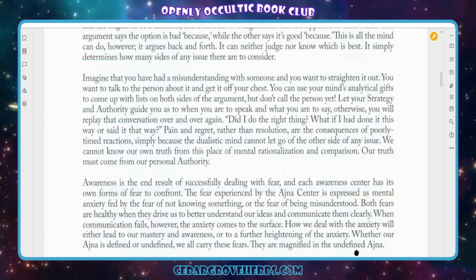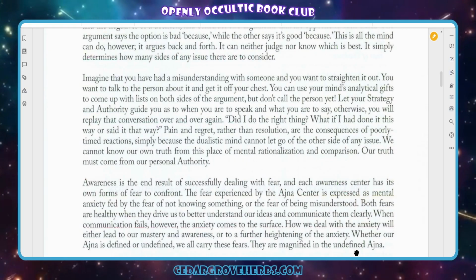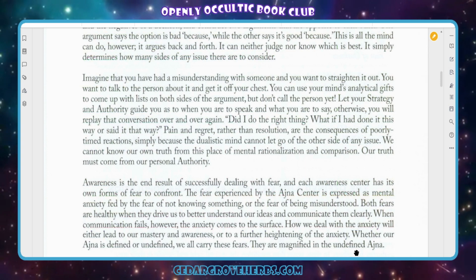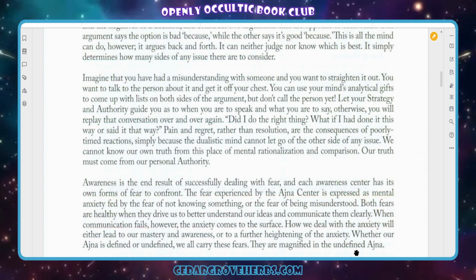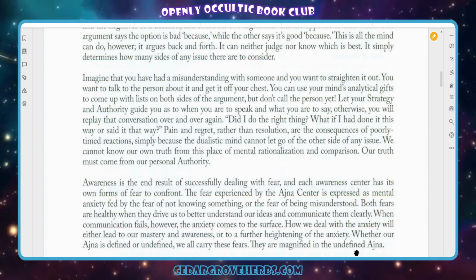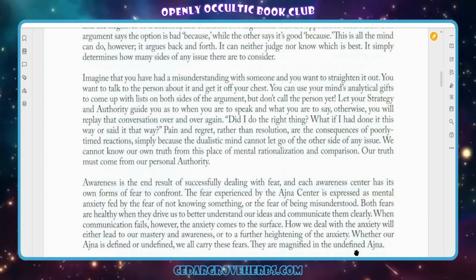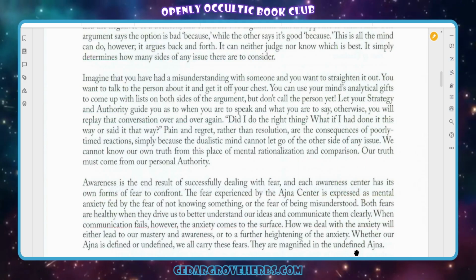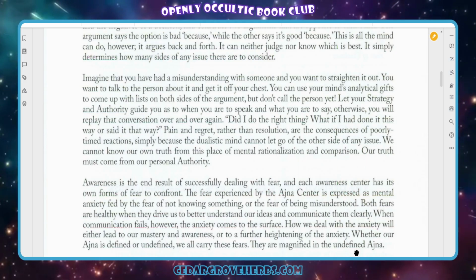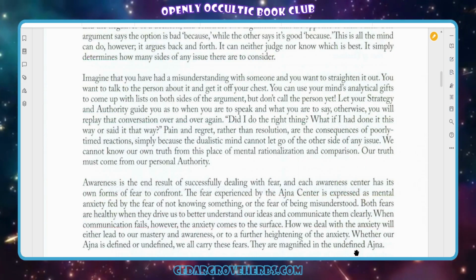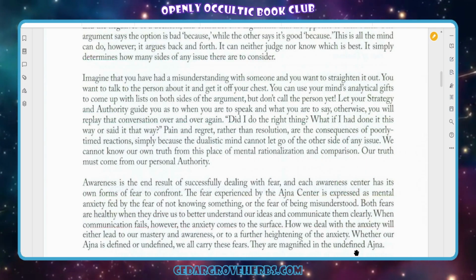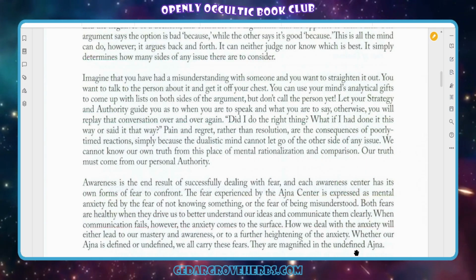Imagine that you have had a misunderstanding with someone and you want to straighten it out. You want to talk to the person about it and get it off your chest. You can use your mind's analytical gifts to come up with lists on both sides of the argument, but don't call the person yet. Let your strategy and authority guide you as to when you are to speak and what you are to say. Otherwise, you will replay that conversation over and over again.